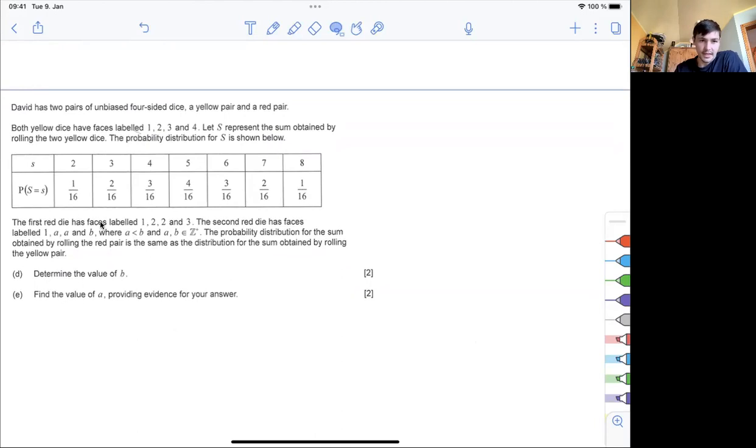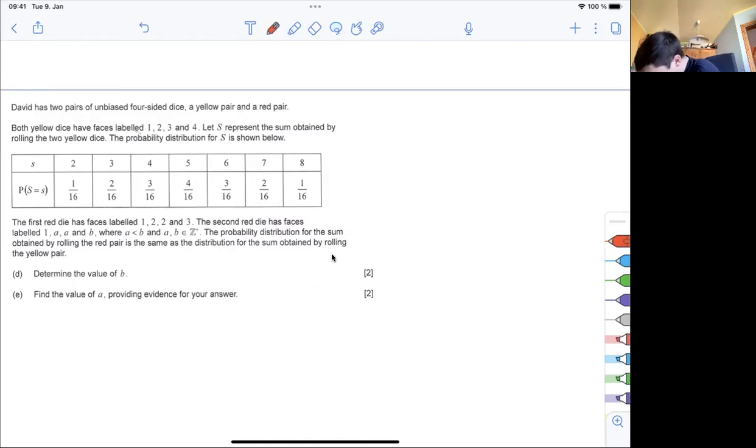The first red die has faces labeled 1, 2, 2, and 3. And the second red die has faces labeled 1, A, and B, where A is less than B, and A and B are both elements of the positive integers. The probability distribution for the sum obtained by rolling the red pair is the same as the distribution for the sum obtained by rolling the yellow pair. Okay, cool. And part D asks, determine the value of B.